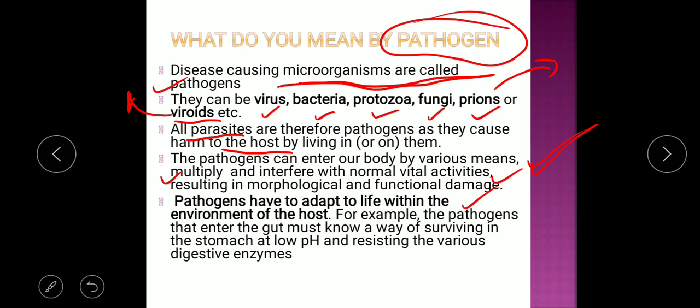So if a pathogen is invading the gut, that is the alimentary canal, it must know certain ways to survive in that hostile environment. This is not the ideal environment for the pathogen. It must be able to resist the low pH of the stomach and the various digestive enzymes, and survive within that hostile environment.